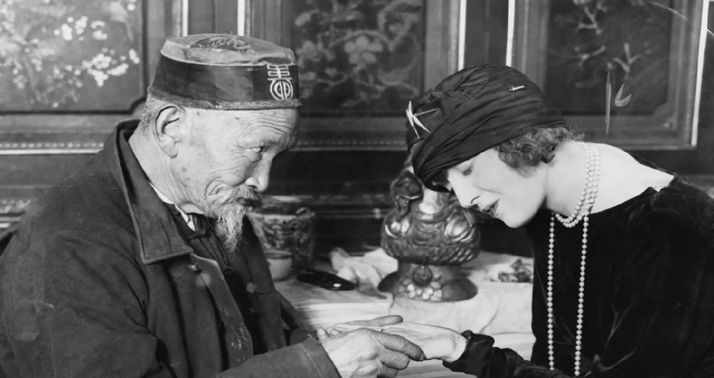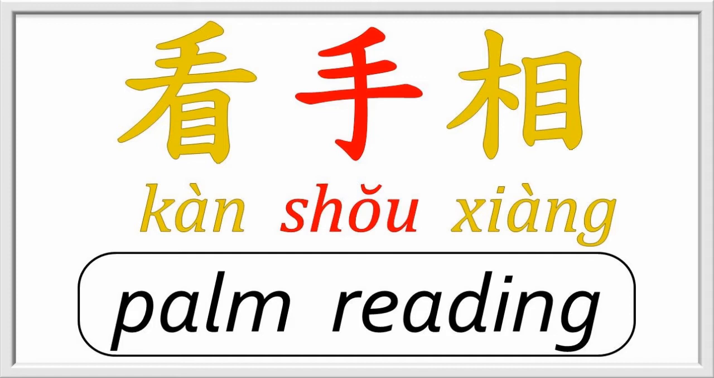The original idea seems to have been to inspect trees to determine the quality of their wood, and to survey the surrounding area to see if it was suitable for cultivation. Either way, fourth tone, xiang, refers to the appearance of whom or what is being inspected or surveyed. An easy example is telling a person's fortune by reading his or her palm. In Chinese, kan shou xiang, which directly translates as read hand appearance.